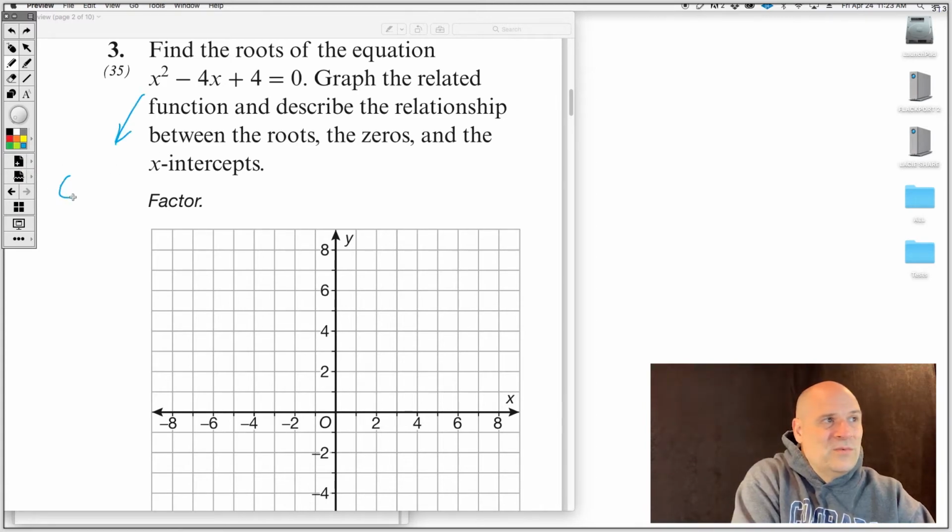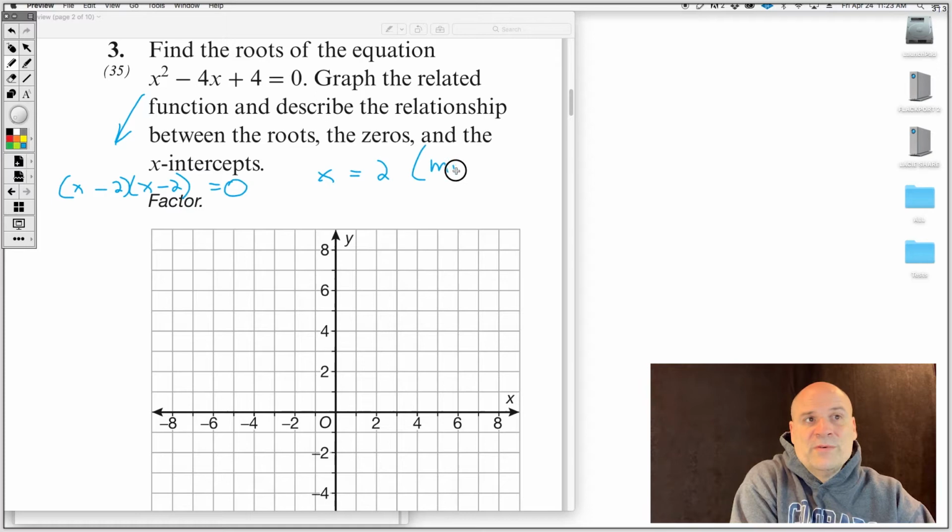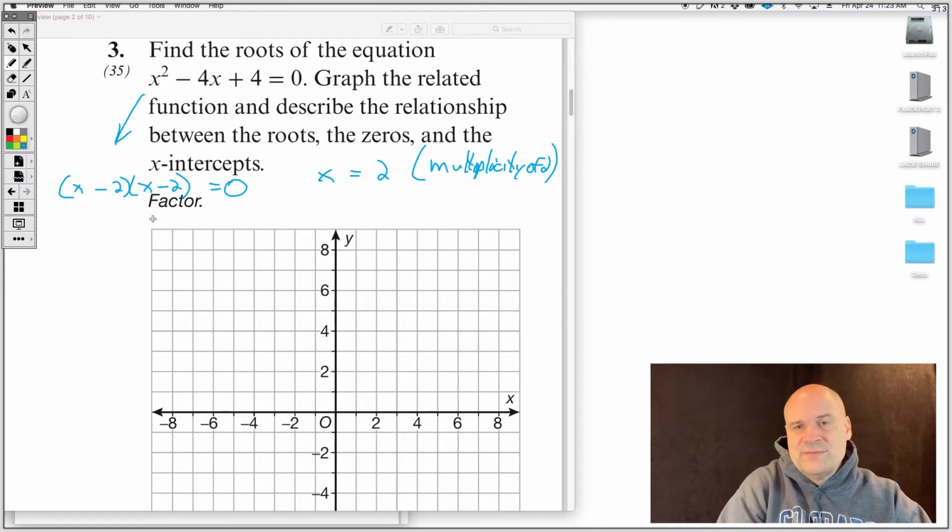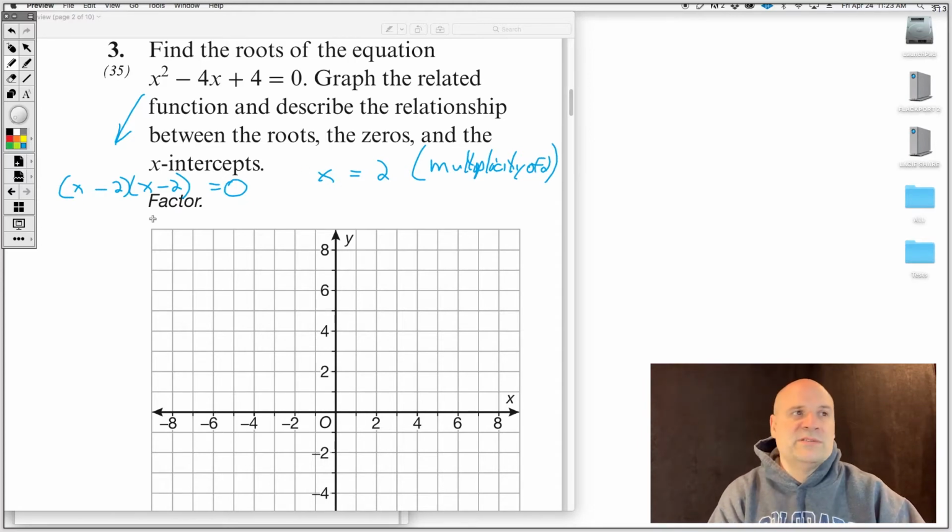This is just what two numbers multiply to get positive 4, but add to get negative 4: negative 2 and negative 2. So what are our roots? Our roots are just 2, and remember we have a multiplicity of 2 because there are 2 instances of your solution being 2.